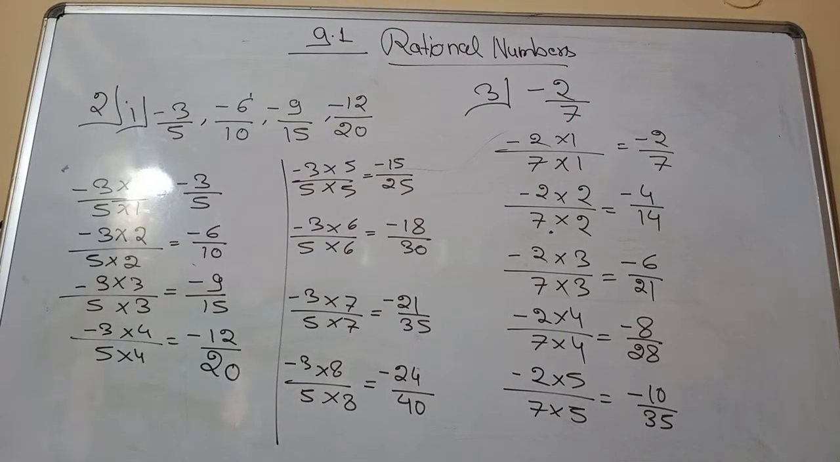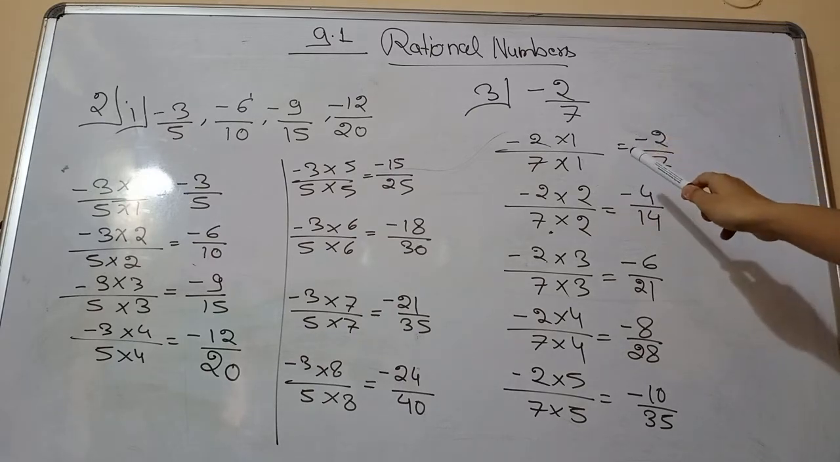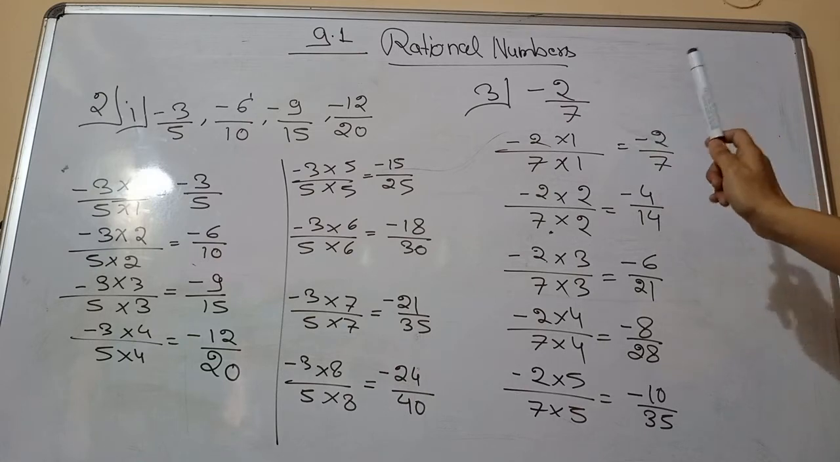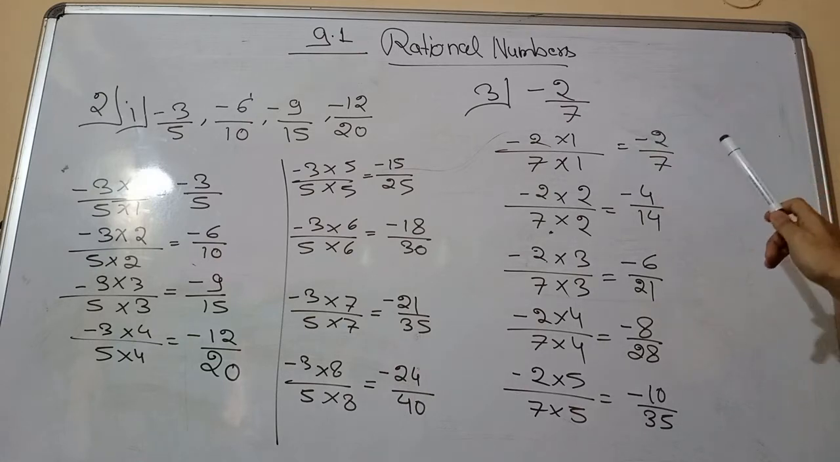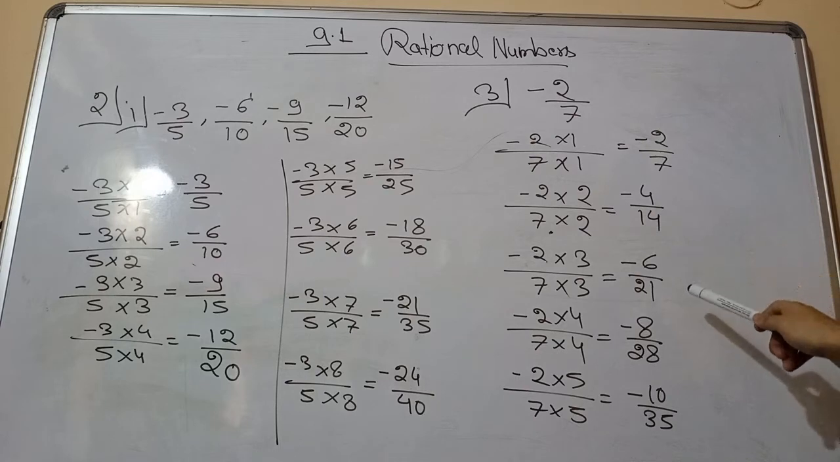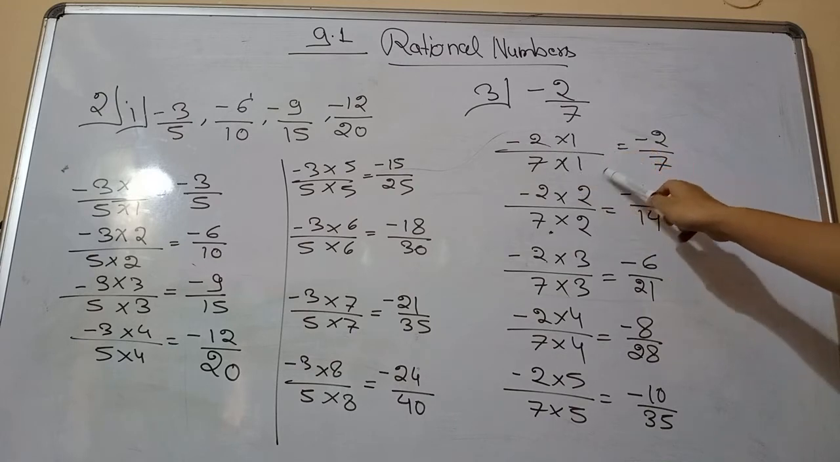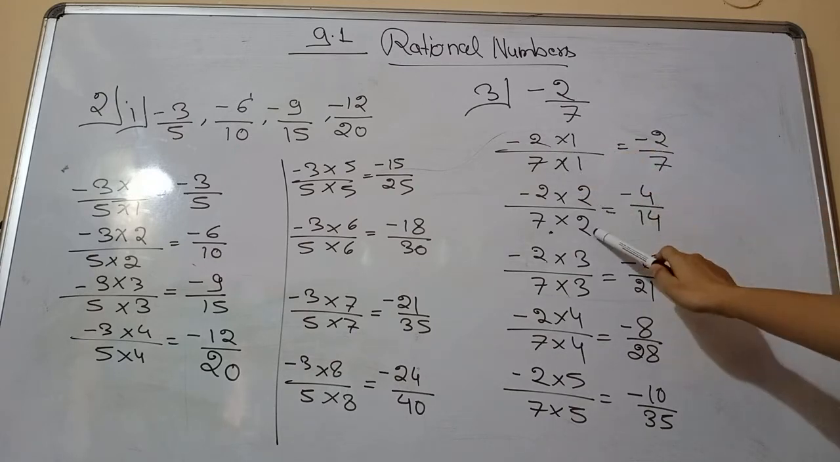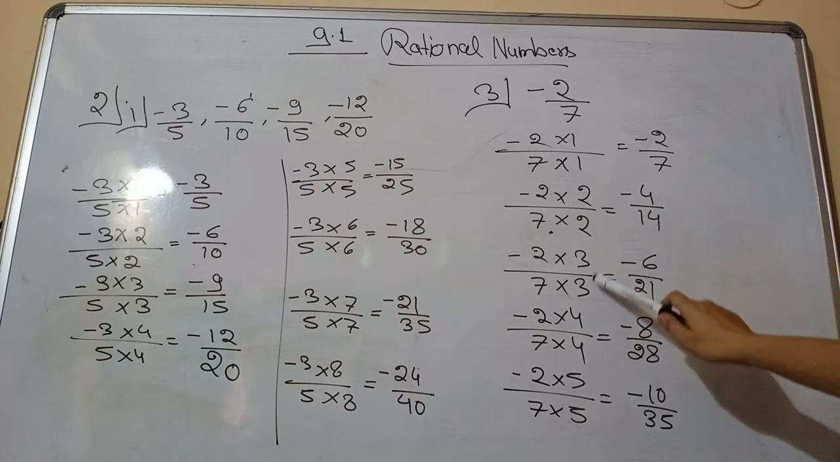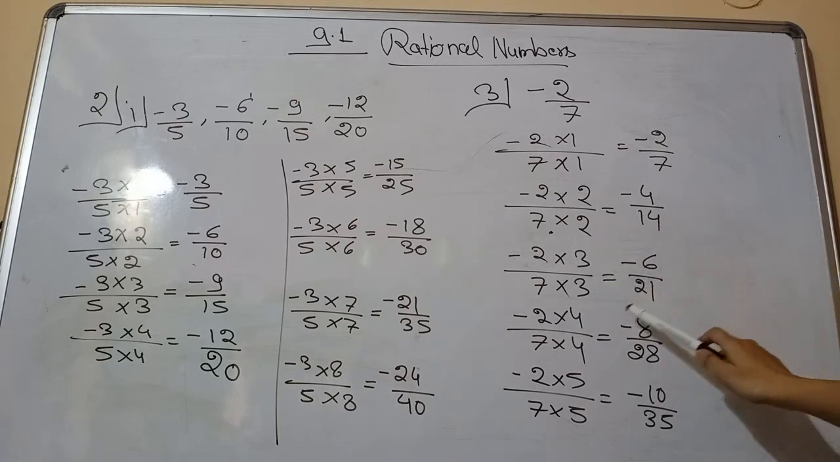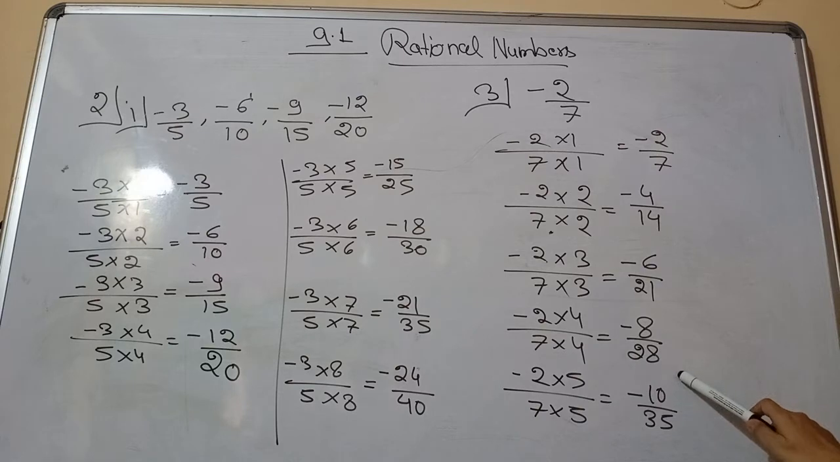Now in question number 3, we have to find equivalent rational numbers for the given rational number, minus 2 by 7. We have to find 4 equivalent rational numbers. So if 4 equivalent rational numbers are asked, you have to multiply up to 5. Minus 2 by 7 multiplied by 1, same value we will get. Multiplied by 2, minus 4 by 14, multiplied by 3, minus 6 by 21, multiplied by 4, minus 8 by 28, multiplied by 5, minus 10 by 35.